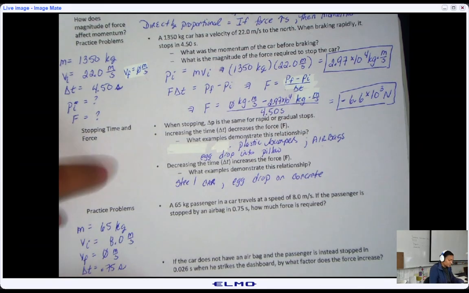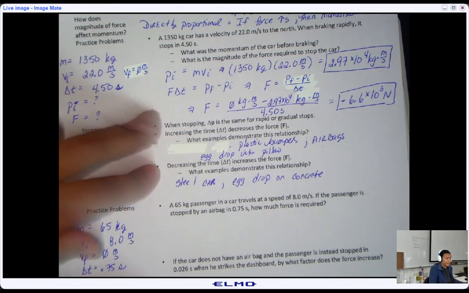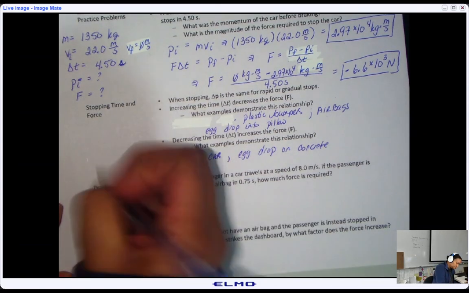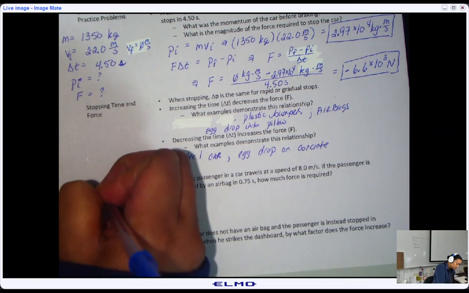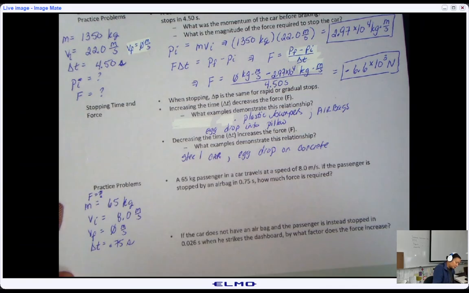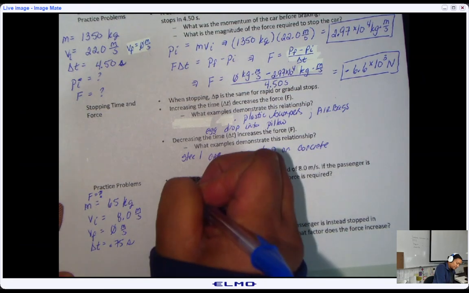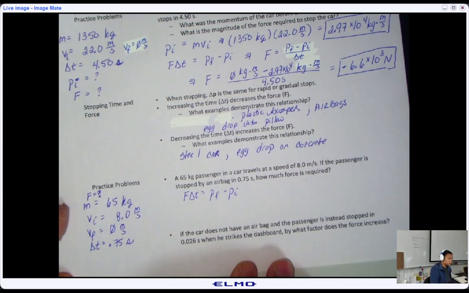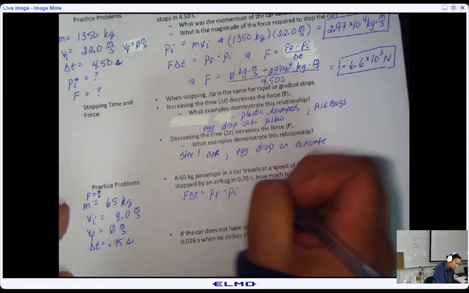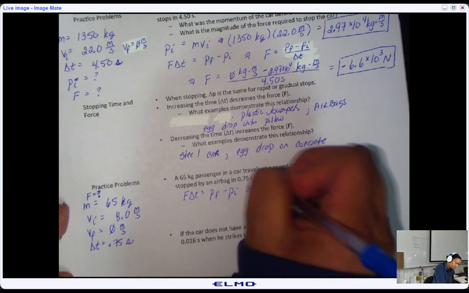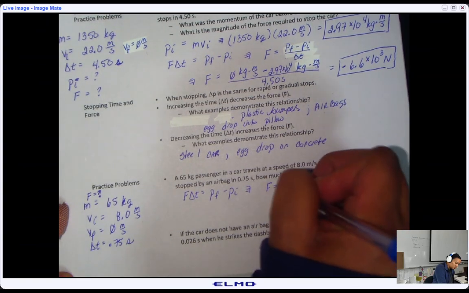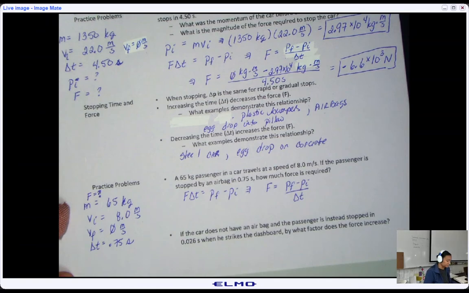So this actually is kind of looking at these two, all right? What happens if you increase your stop time? How much force is required? All right, so that means we have our F delta T equation equals P final minus P initial. Same as what we did here. It is asking about force, so force equals P final minus P initial divided by your change in time.